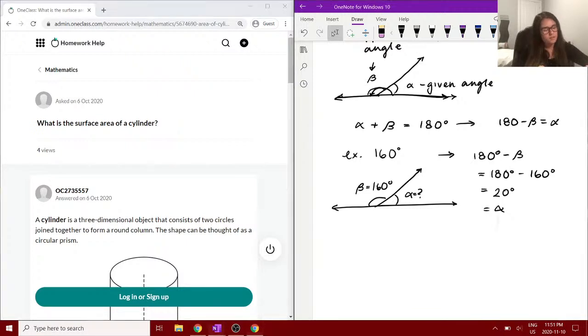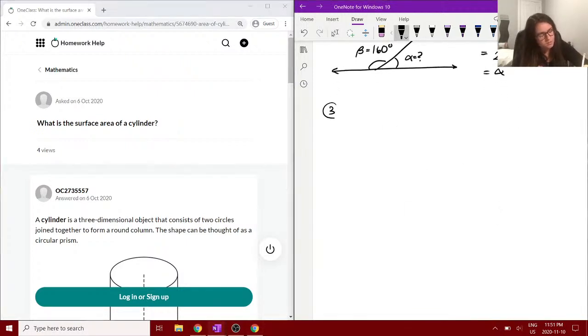Okay. Next question. Question 3 is asking what the surface area of a cylinder is. So we have a cylinder. It's like this. That's a shape that has a radius of r and a height of h. A cylinder is kind of like a tube or something like that. It's circular, but it has a top and a bottom.